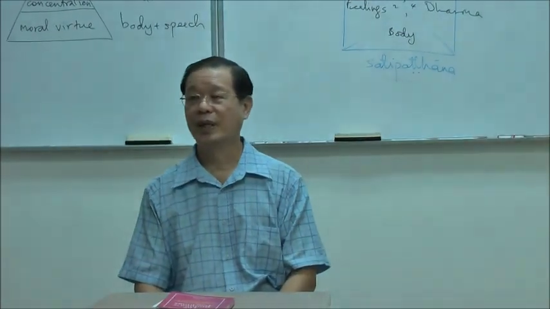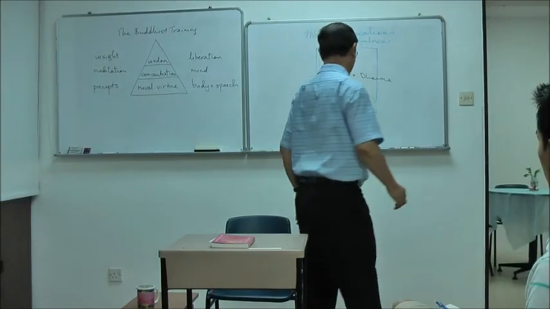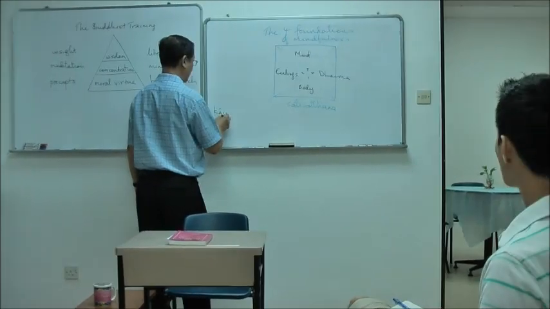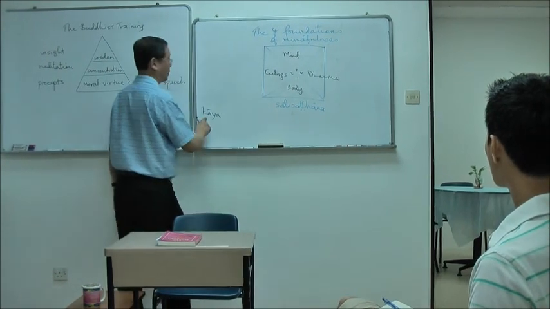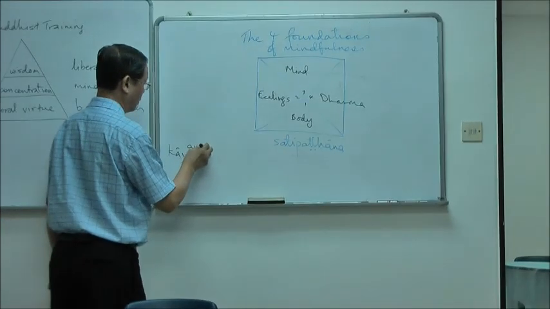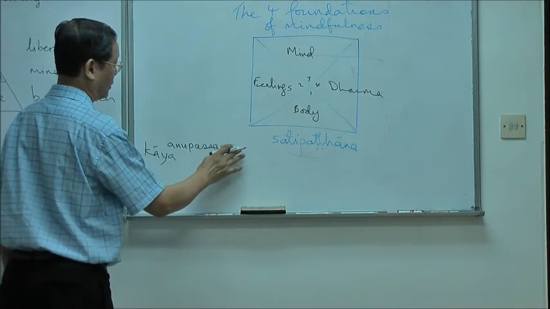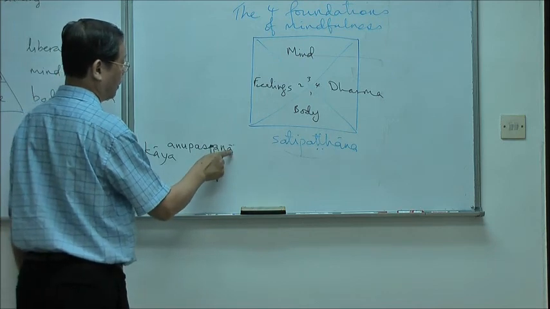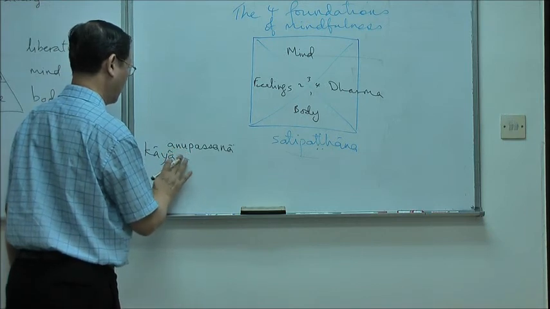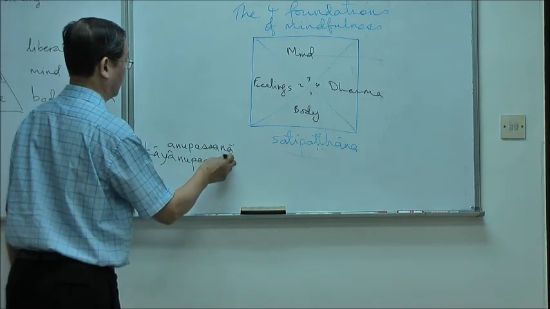The Pali word is kaya anupassana. Anupassana means recollection, contemplation. I'm giving you a technical term for this one. Kaya means body, physical body, and then you add the word anupassana. This is a long vowel, two counts. This is one count, this is two counts. So you join this together: kaya anupassana.